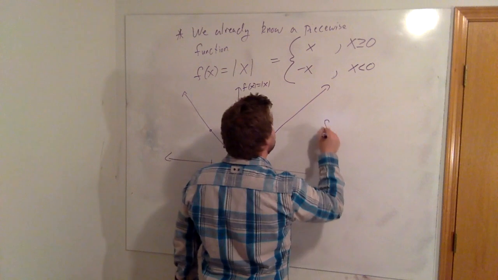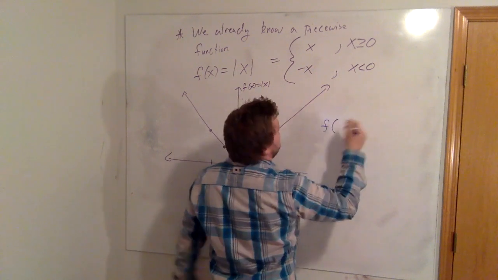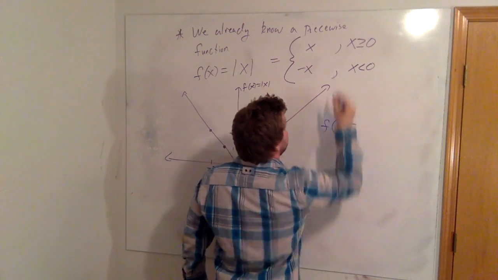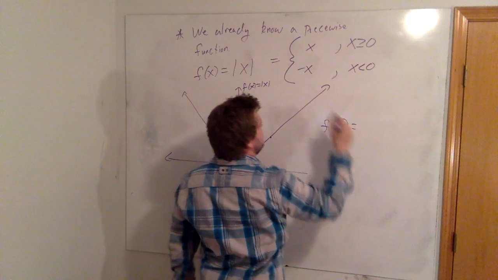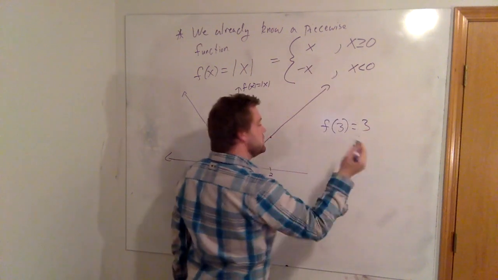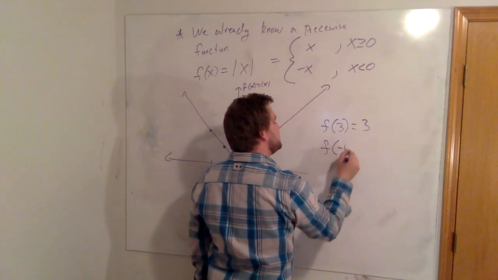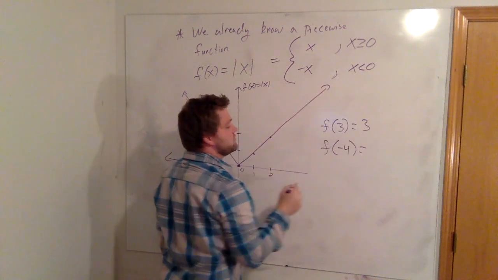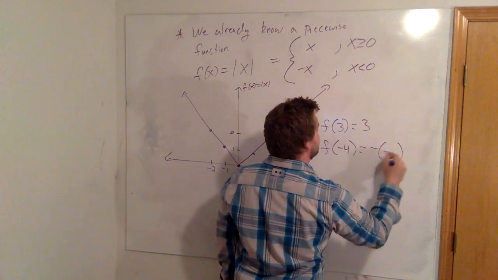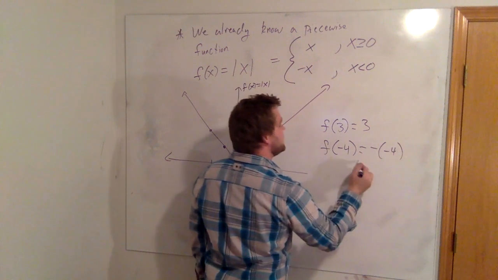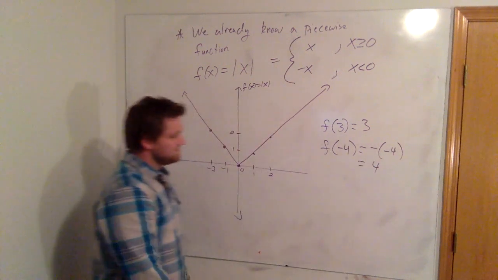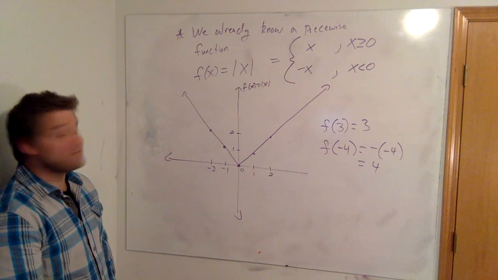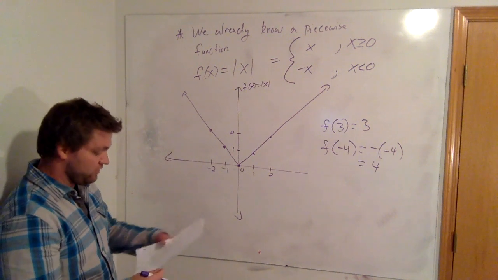If I evaluate my function, let's say at 3, for example. Well, 3 is bigger than 0. What does it tell me to do? It tells me to keep the number the same. Similarly, what if I plugged in negative 4? Well, negative 4 is less than 0, so I use this version of the function. So I'll replace the x with a negative 4. A double negative makes a positive. Beautiful. So that's how the absolute value function here works.